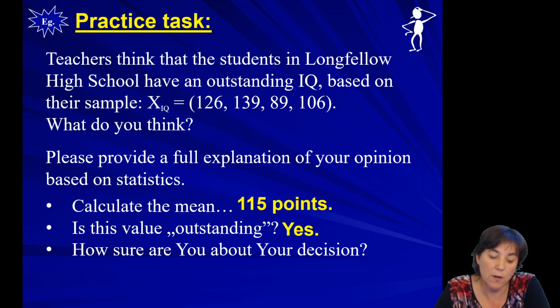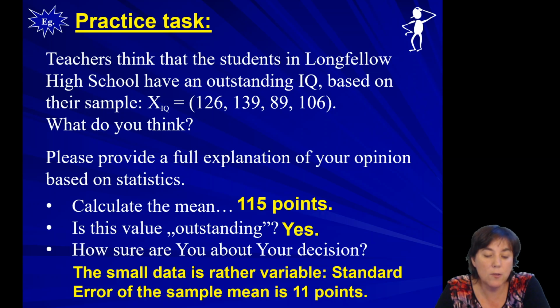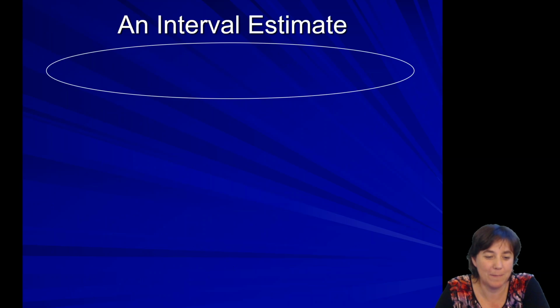But how sure are you about this result? Are you sure that these students in the school, not these students that we took a sample from, but students in this school, are outstanding? Well, here you might say that the small data set is rather variable. The standard error of the sample mean is in fact 11 points, which is quite high. Okay, so we're up to this point. Let's continue with more delicate statistical methods.